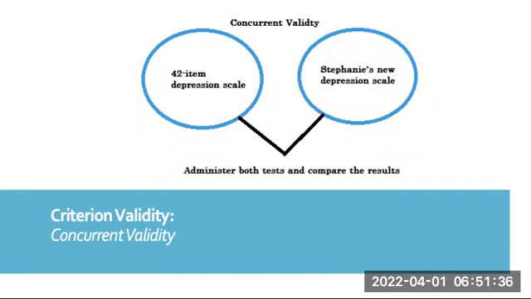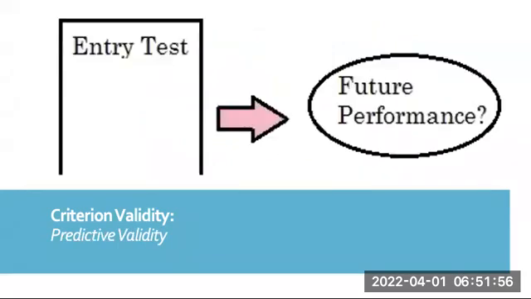Or for example, let's say a group of nursing students take two final exams to assess their knowledge. One exam is a practical test and the second exam is a paper test. If the students who score well on the practical test also score well on the paper test, then concurrent validity has occurred.